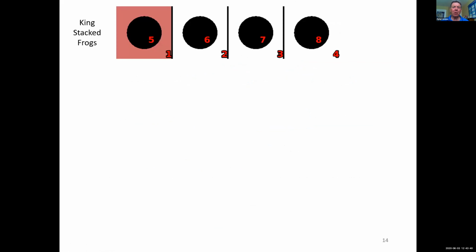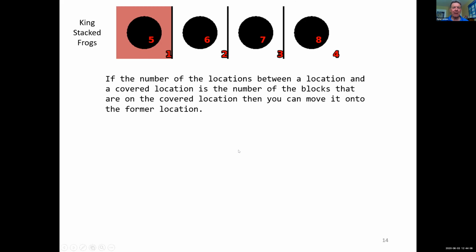Now let's look at a little more complicated example. This game's called King Stacked Frogs. And what you see here is 4 locations. Each one has one of these black tokens sitting on it. And one location is marked with red as a special location. And what we want to do is end up stacking all these tokens on the red location. But we can't just do it in any arbitrary way. There's a complicated rule that says how we can do this stacking.